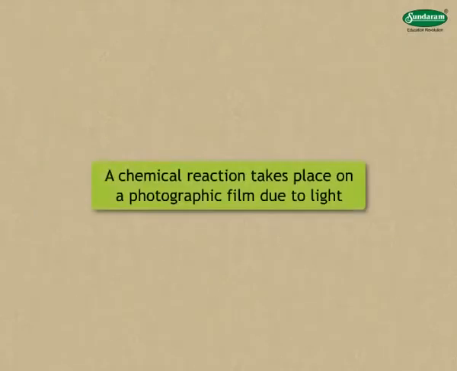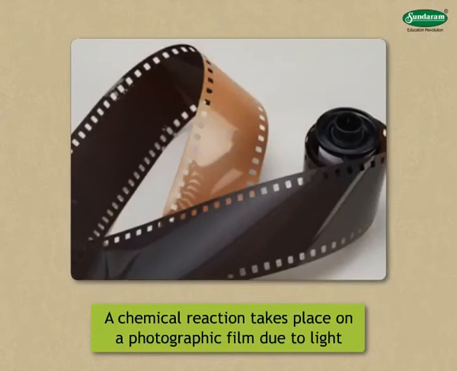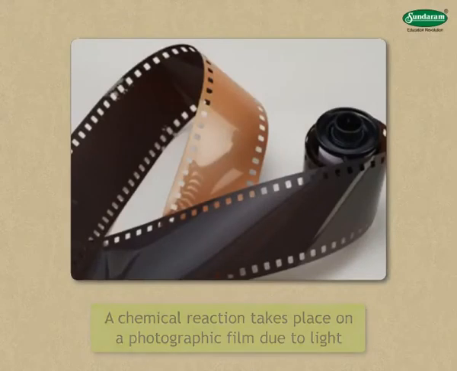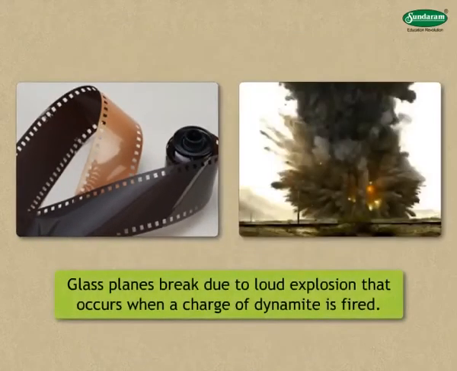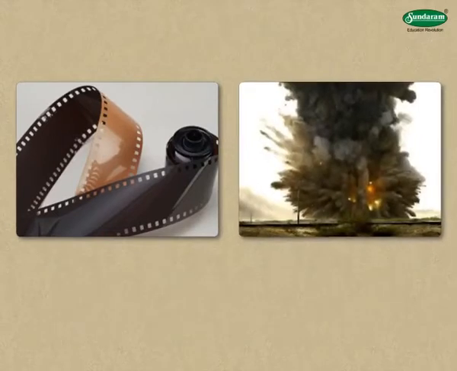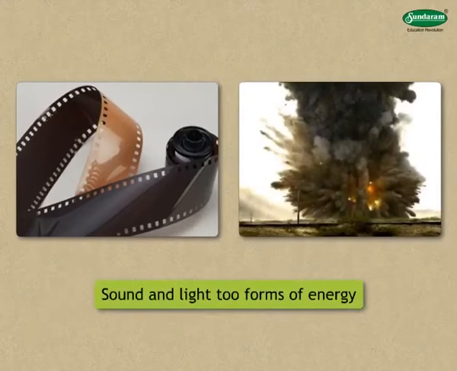A chemical reaction takes place on a photographic film due to light. The loud explosion that occurs when a charge of dynamite is fired can cause glass panes to break. These examples tell us that sound and light too are forms of energy.